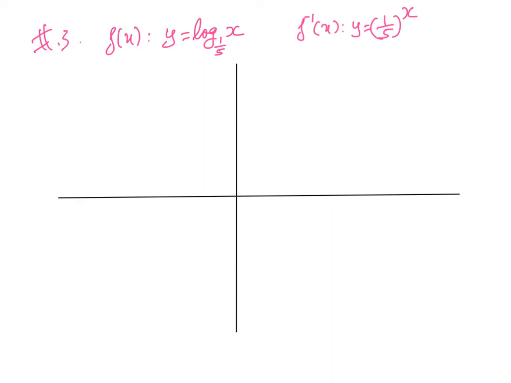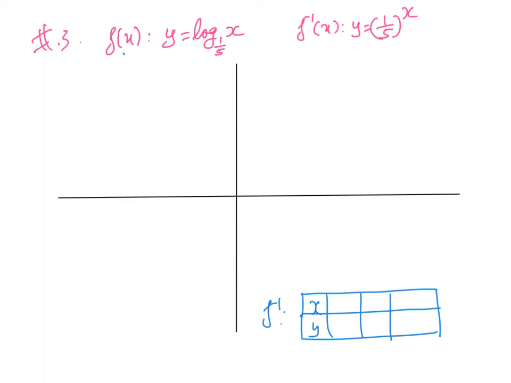Now question number three is to sketch the graphs of f and f inverse. f inverse is an exponential, so I'll start with exponential. That is a better way to draw a logarithmic graph. So here I'll say x and y. Remember, I am looking at f inverse. When I put x is equal to 0, I get 1 definitely. If I put 1, I get 1 over 5. And if I put negative 1, I should get 5. So I got these points for f inverse.